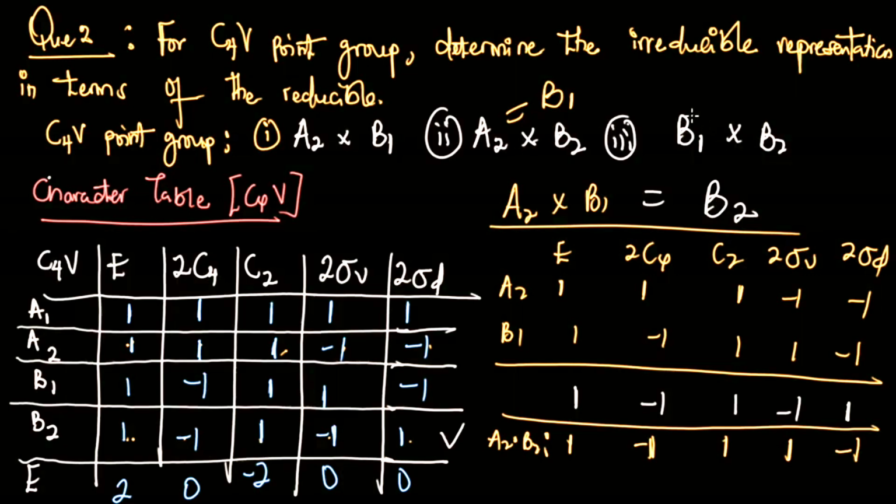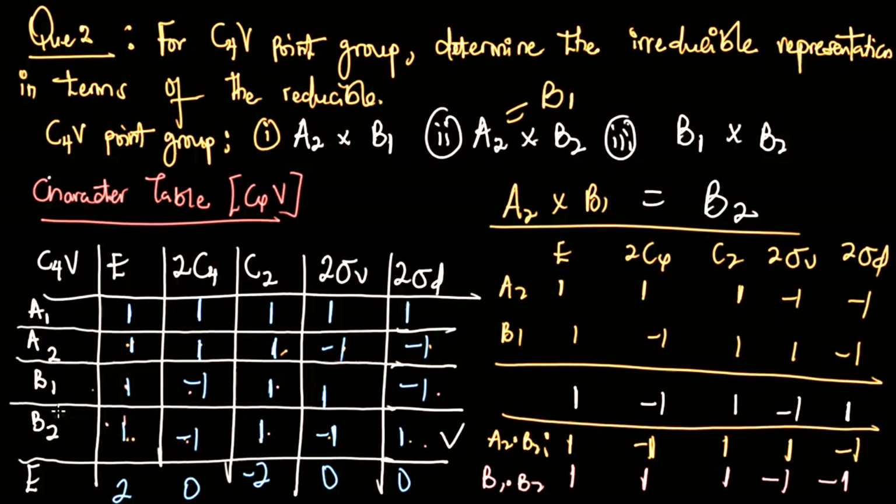So now let's look at B1 and B2. When you multiply, let's write it here, B1 B2. This is B1, this is B2. 1 times 1 is 1, minus 1 times minus 1, that's positive 1. 1 times 1, that's 1. This one times this, minus 1. This one times this one, minus 1.